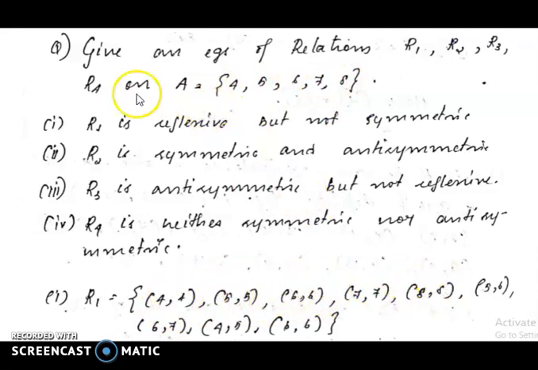So it is reflexive but not symmetric. What is symmetric? We have learned anti-symmetric and symmetric, right? So the definition for symmetric: if A comma B belongs to the relation, then it implies B comma A also belongs to that relation.